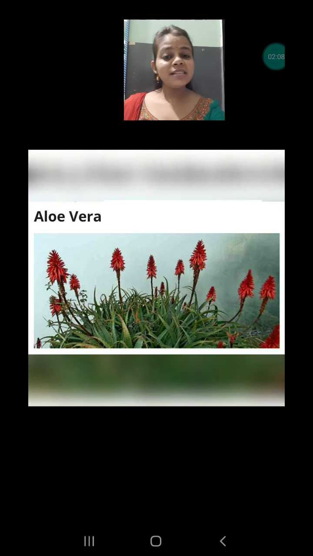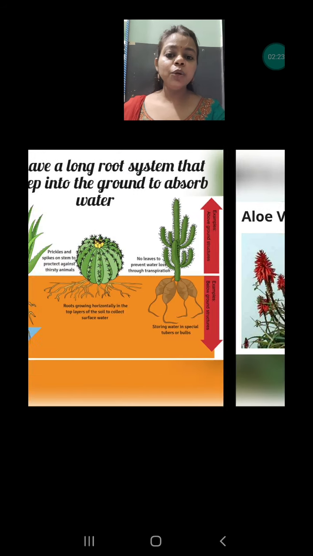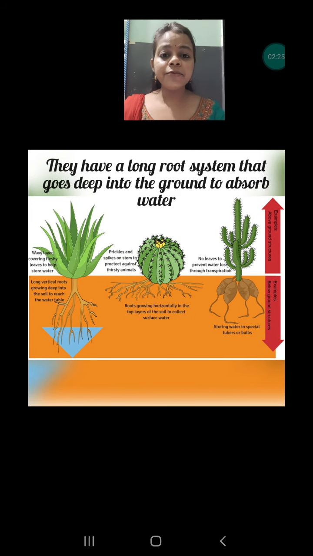Why? Because they are adapted to a small amount of water. If they get little water, they can survive. This is why we do not give very much water to our aloe vera plant. Even in harsh conditions they can survive. So let's look at how they survive in that very hot and harsh climate.